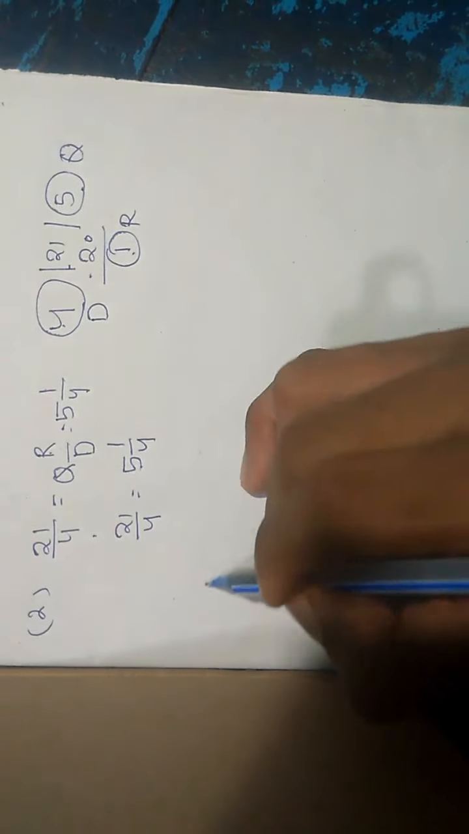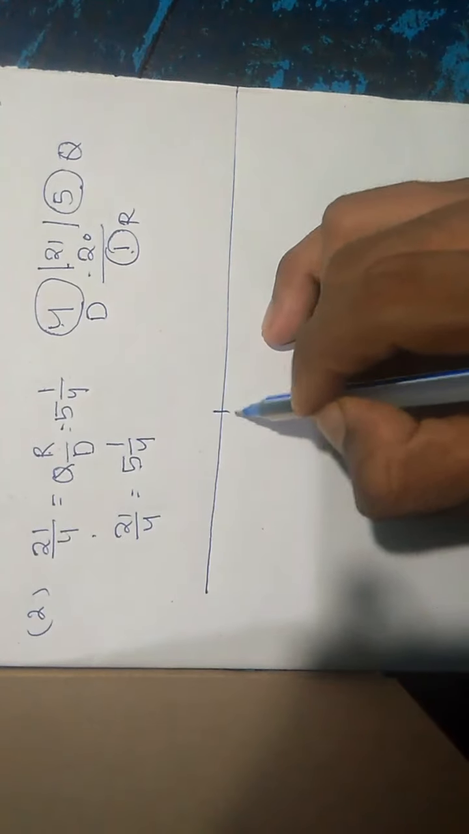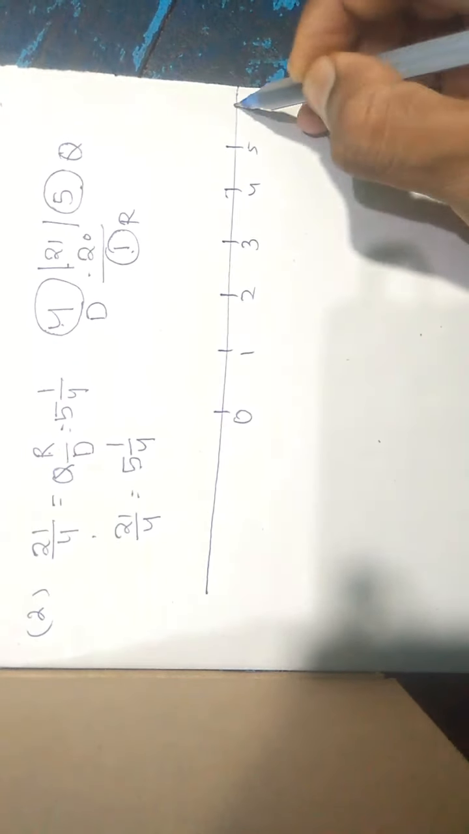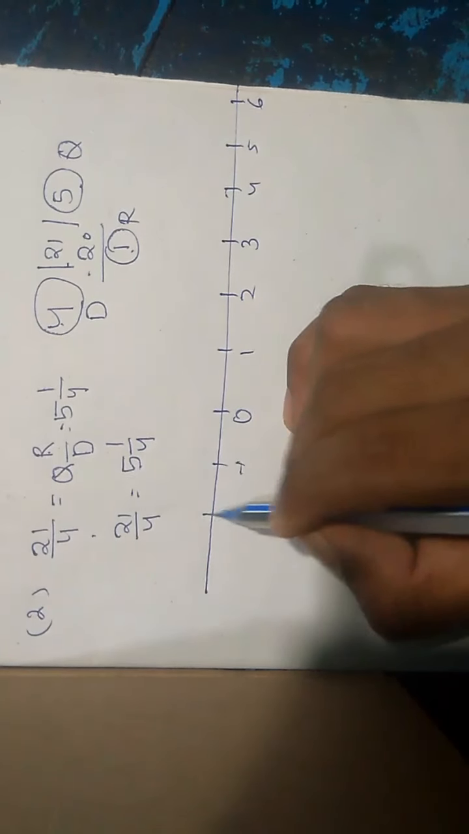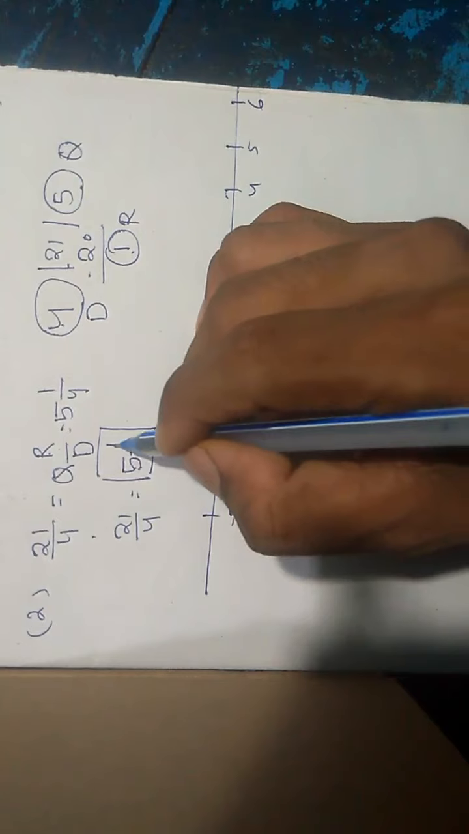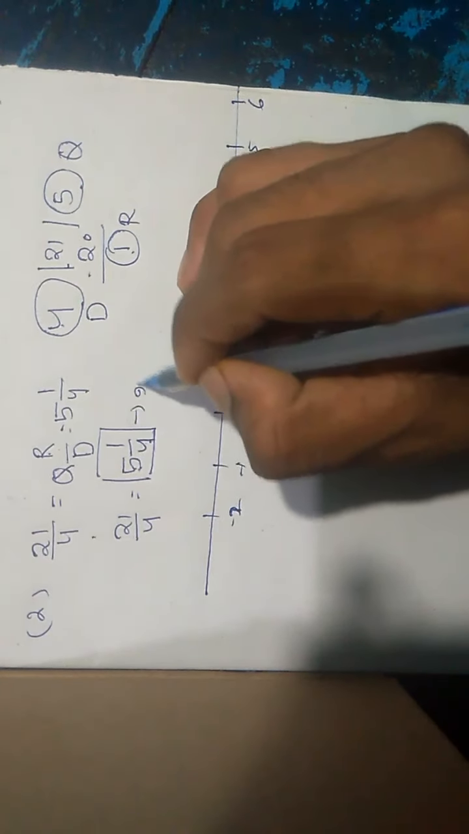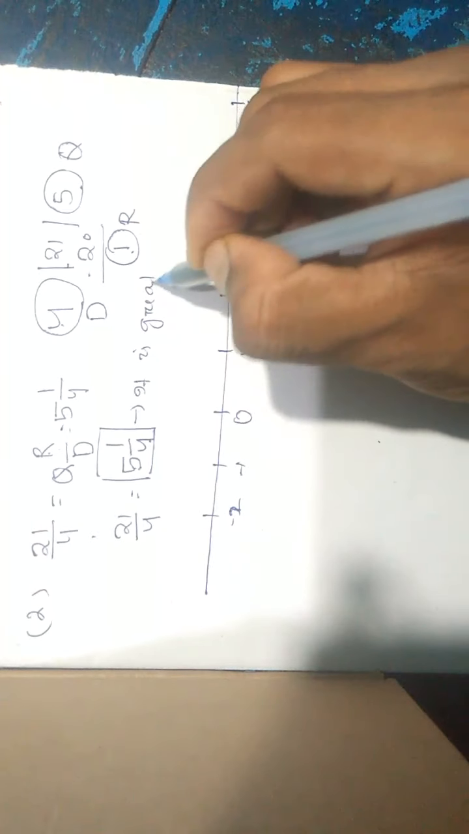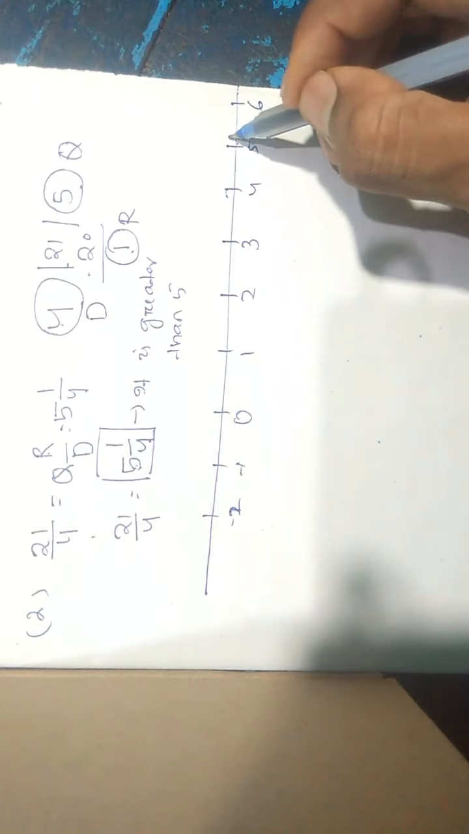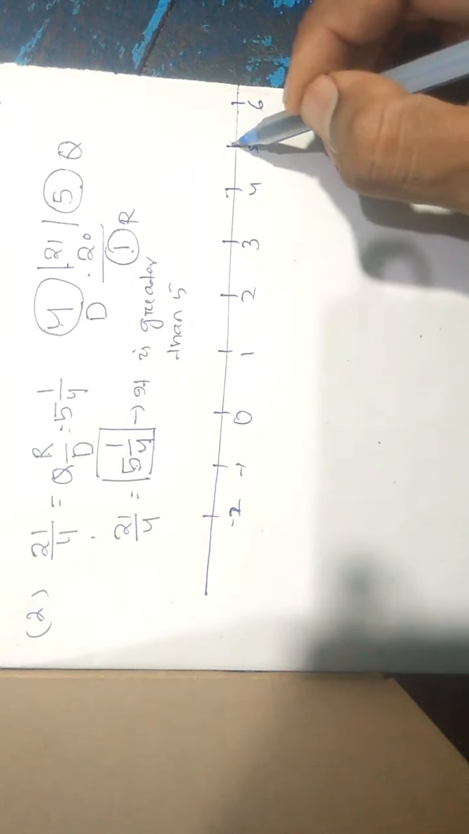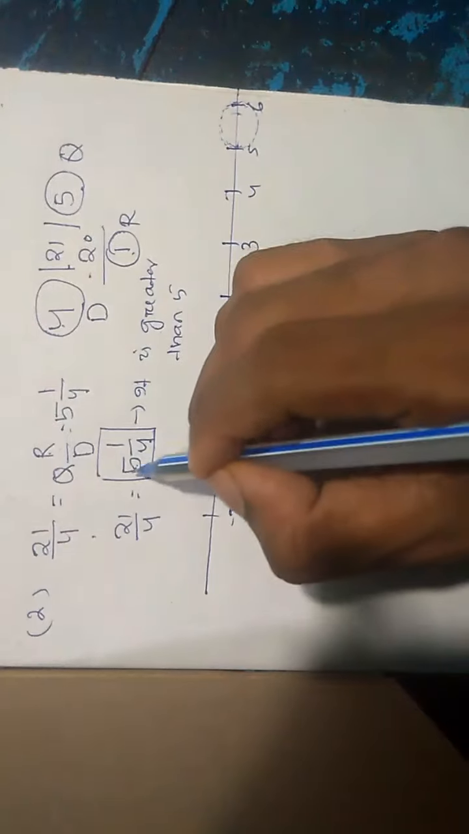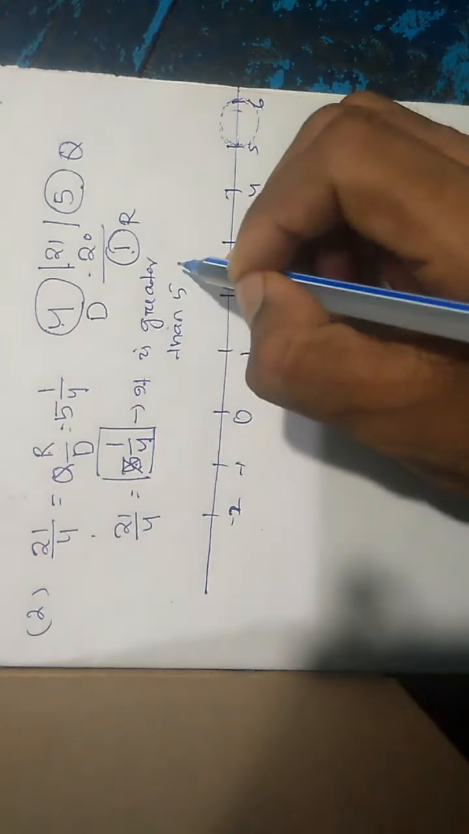Okay, we will represent it on the number line. So first 0, 1, 2, 3, 4, 5 and 6. Okay, so what is the meaning of 5 whole 1 by 4? The meaning of 5 whole 1 by 4 is that it is greater than 5. That means this number will be greater than 5 and less than 6. That means it lies in between 5 and 6. So this is clear.